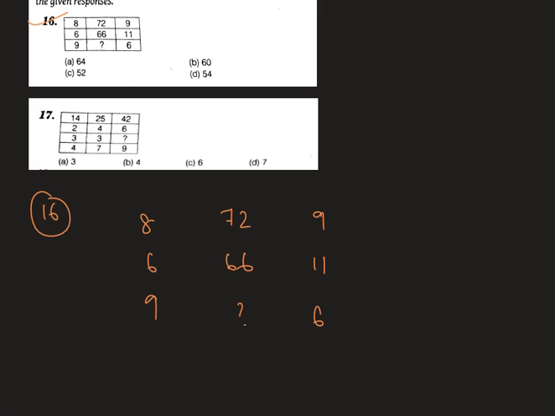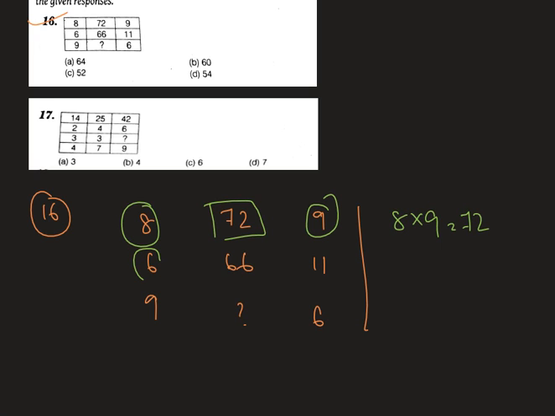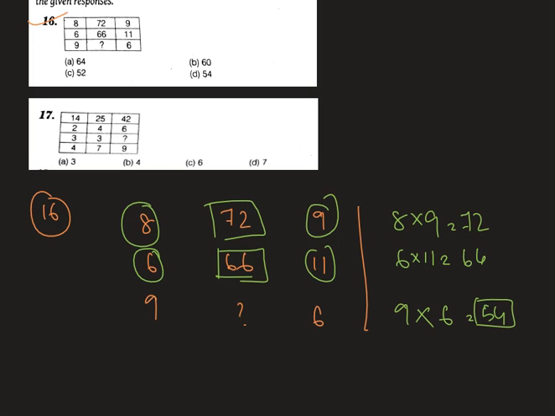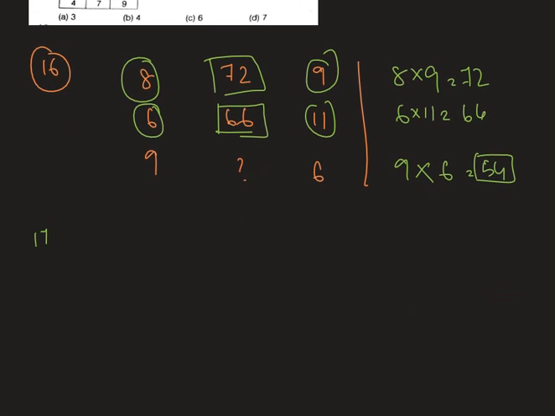If we notice carefully, we can find a pattern: if we multiply the first element in the first column and the first element in the last column, we get the middle one. That is, 8 into 9 is equal to 72, and if we multiply 6 and 11 we get 66. So it is pretty much clear that if we multiply 9 into 6 we get our required answer, which is 54. Hence option D is the correct answer. Now let's jump to the next question.